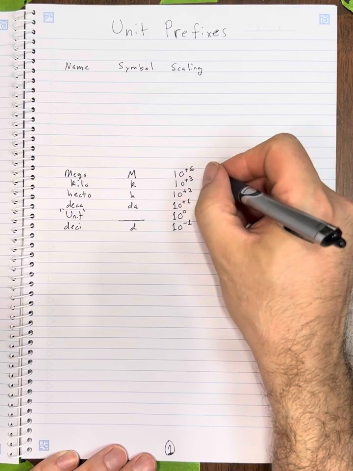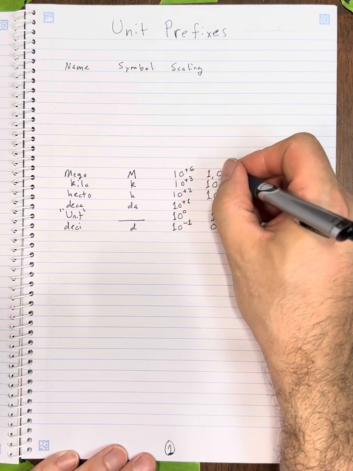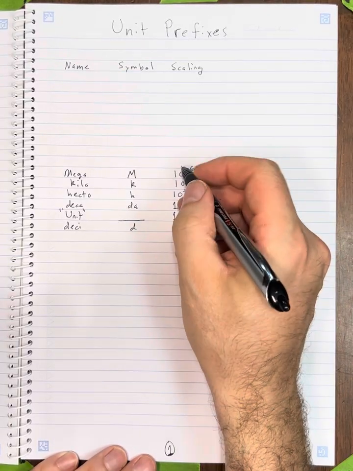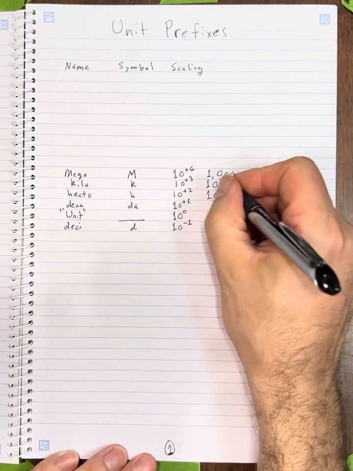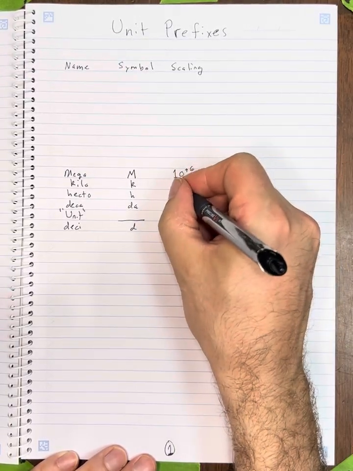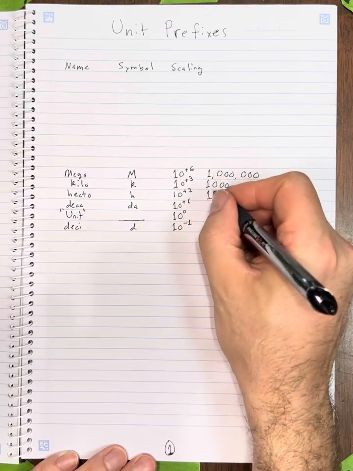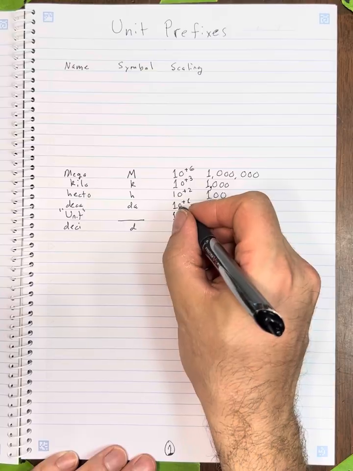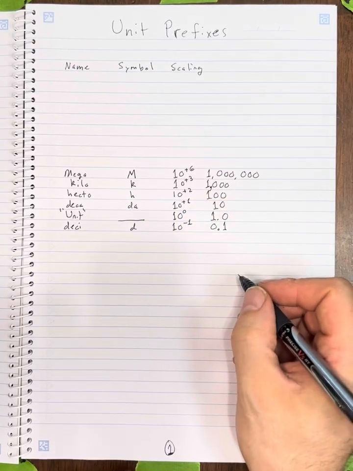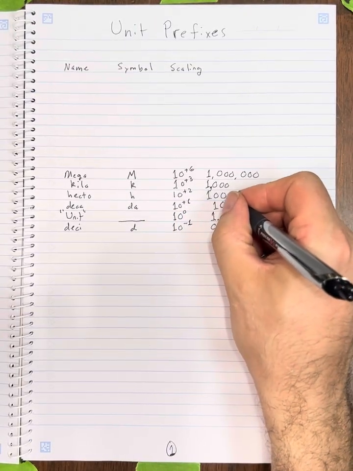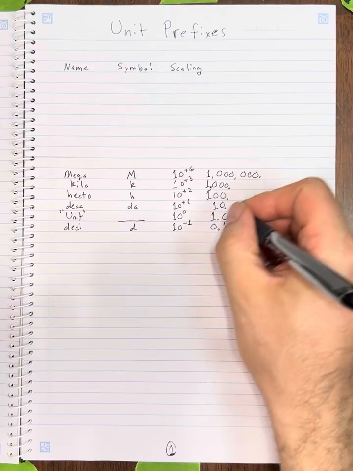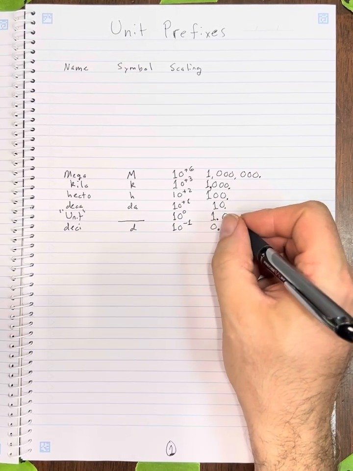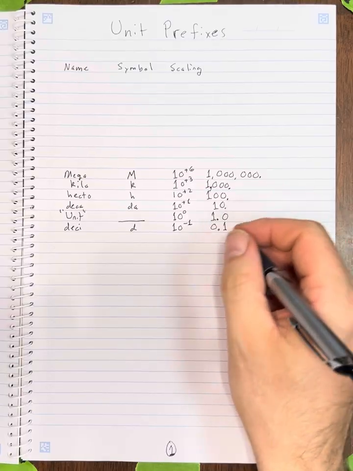So that is going to be 1, 2, 3, 4, 5, 6. You'll notice we've got 10 to the 6, there's 6 zeros. 10 to the 3, there's 3 zeros. 10 to the 2, there's 2 zeros. 10 to the 1, there's 1 zero past the decimal point. 10 to the 0, there's no zeros past the decimal point to the left.